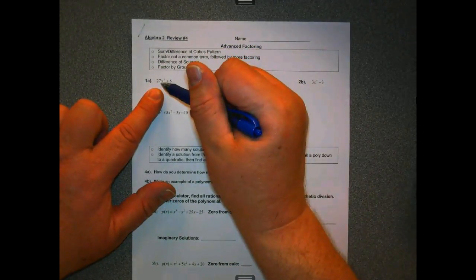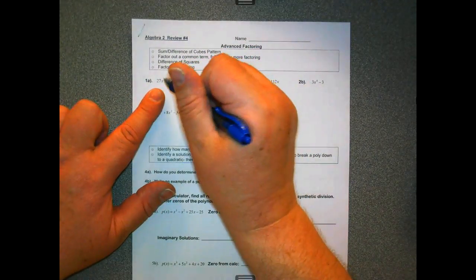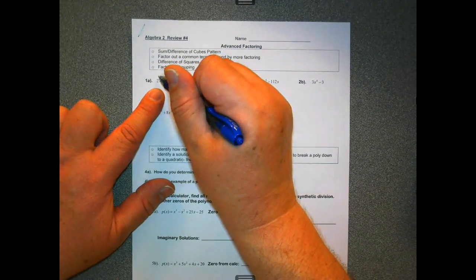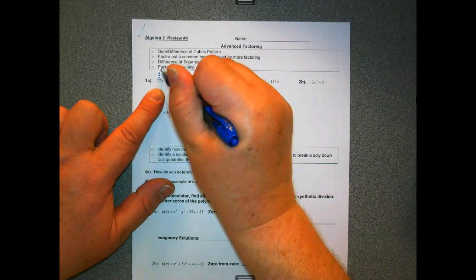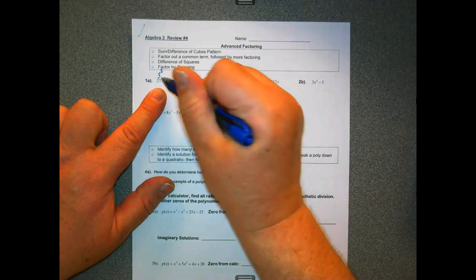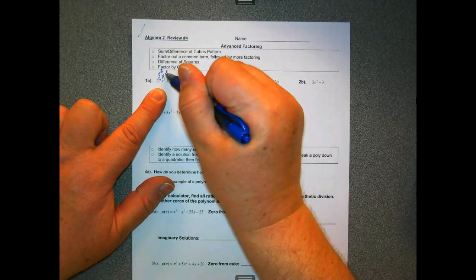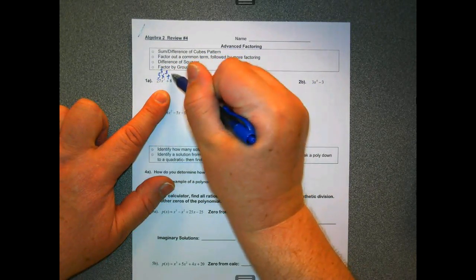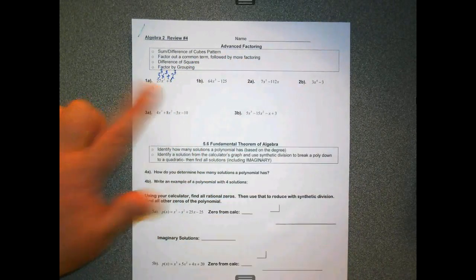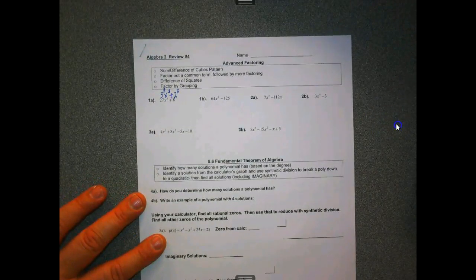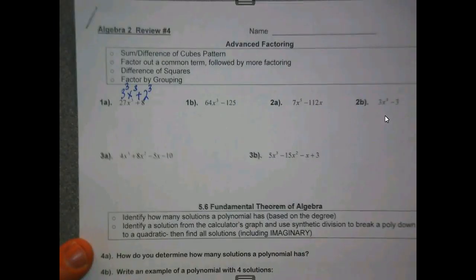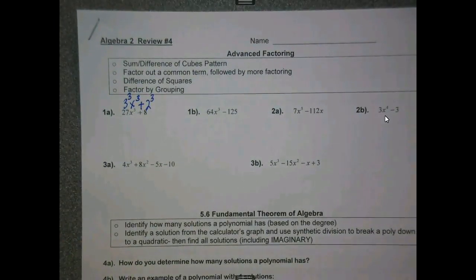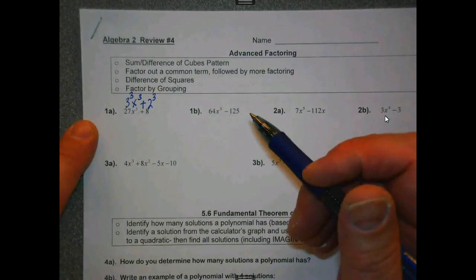27 happens to be a perfect cube. Not squares, cubes. It happens to be 3 cubed. Well, I already have my x cubed. And 8 happens to be 2 cubed. And that's what that yellow sheet can tell you. Okay, it's got perfect cubes on there.